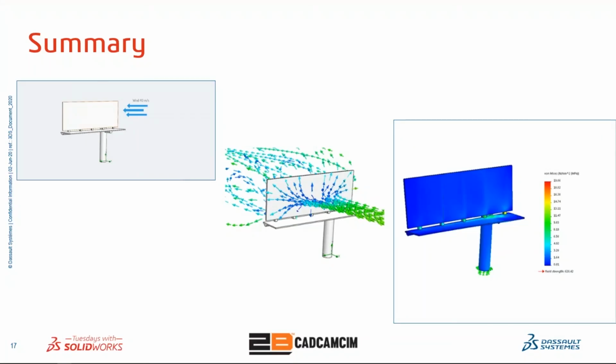So finally, let's summarize what we showed in the study. We used a flow simulation to solve for pressure distribution from wind on a billboard. We then used this pressure distribution to run a linear static analysis in SolidWorks Simulation to study the response of the structure due to the external forces.